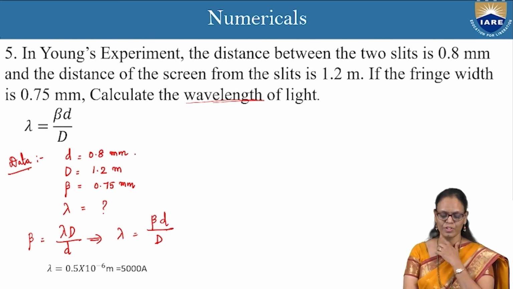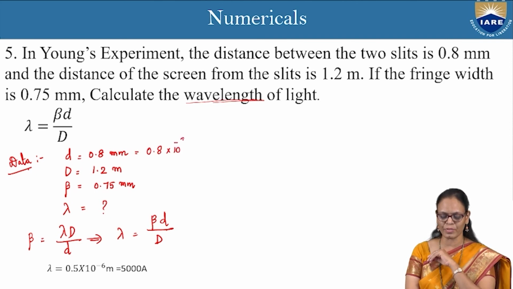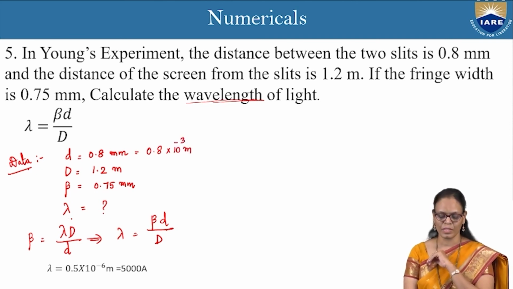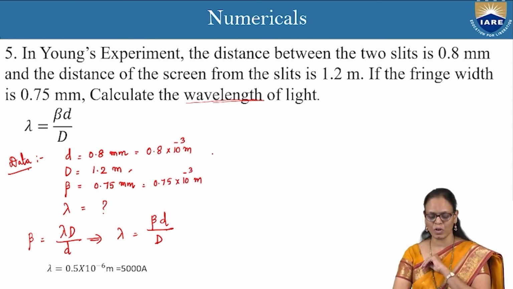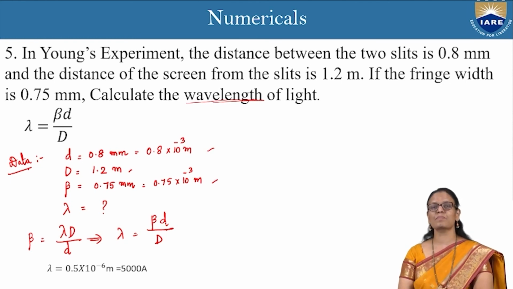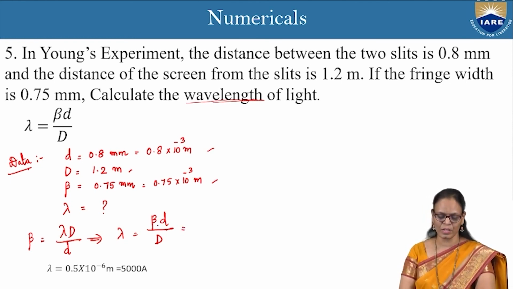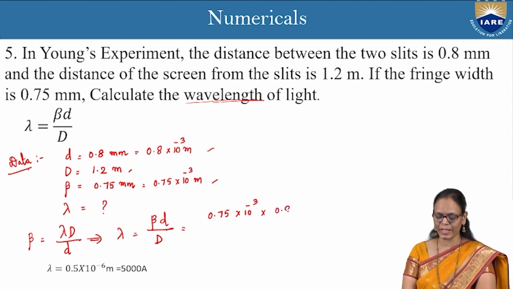So let us look at the conversions now. This is in millimeter. Let us convert it into meter. 0.8 into 10 power minus 3 meter. This is in meter. This is again in millimeter. So 0.75 into 10 power minus 3 meter. So once we get the values of small d and beta, we will substitute in this and get the wavelength. So beta is 0.75 into 10 power minus 3. Small d is 0.8 into 10 power minus 3 upon capital D is 1.2.